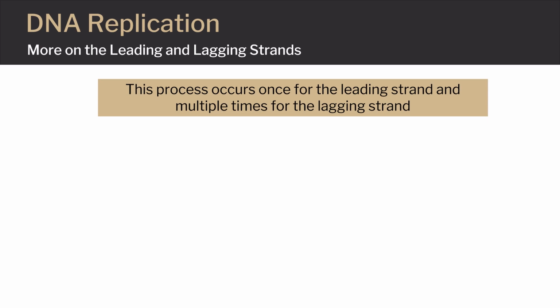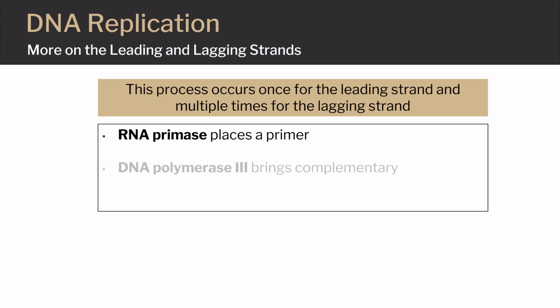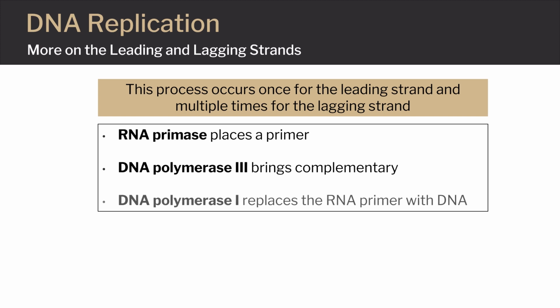known as Okazaki fragments. When the leading strand is being built, an enzyme known as RNA primase places a single primer on the 3' end of the parent strand, and the enzyme known as DNA polymerase III starts to bring complementary nucleotides or bases to build a complementary 5' to 3' strand. Once this process is complete, an enzyme known as DNA polymerase I replaces the RNA primer with DNA.